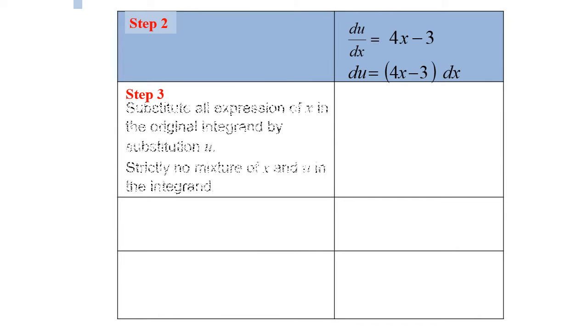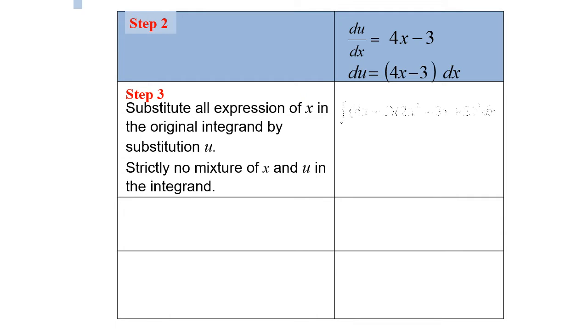So, step 3. Substitute all expressions of x in the original integrand with the substitution u. Strictly no mixture of x and u in the integrand. When you change into variable u, make sure everything is changed into u also. You cannot have part of it u and another part x. No. You will be penalized. So if we put 2x squared minus 3x plus 2 as u, then automatically we need to change the 4x minus 3 dx into du.